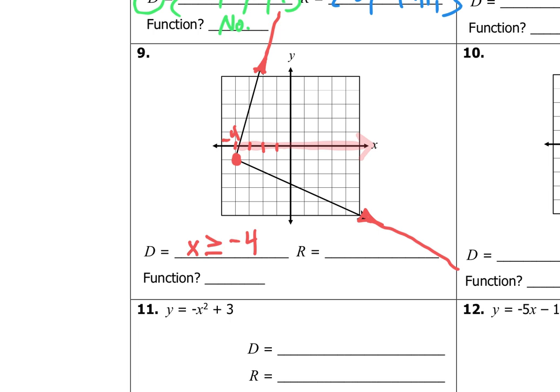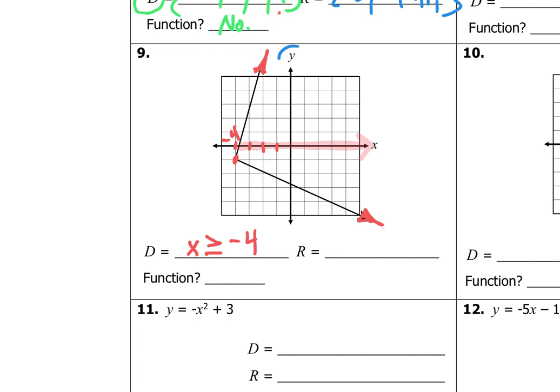Okay, I'm going to erase this for a moment and get us started on the range or those y values. Actually, my eraser is not working so great. That's okay. We'll leave it. I'll just use a new color.